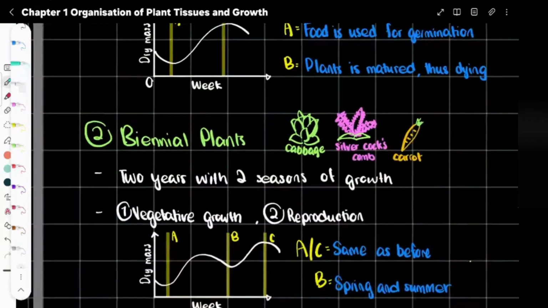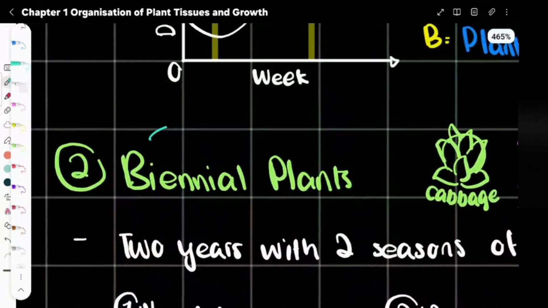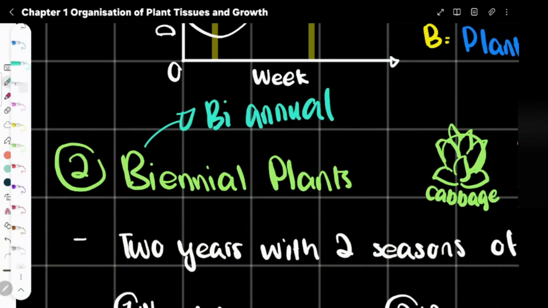Now, biennial plants. Bi. For me, this is how I imagine biannual. So probably I should say biannual, but the way it's spelled is biennial. So yeah, that's why I call it biennial.